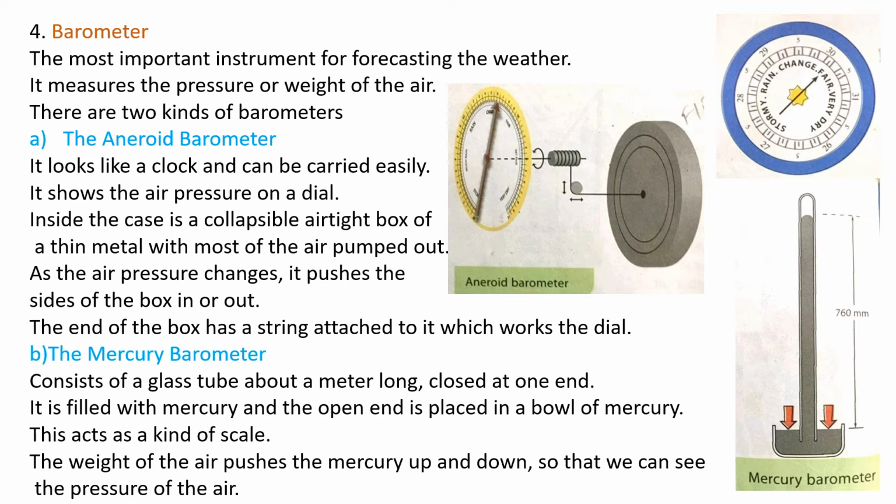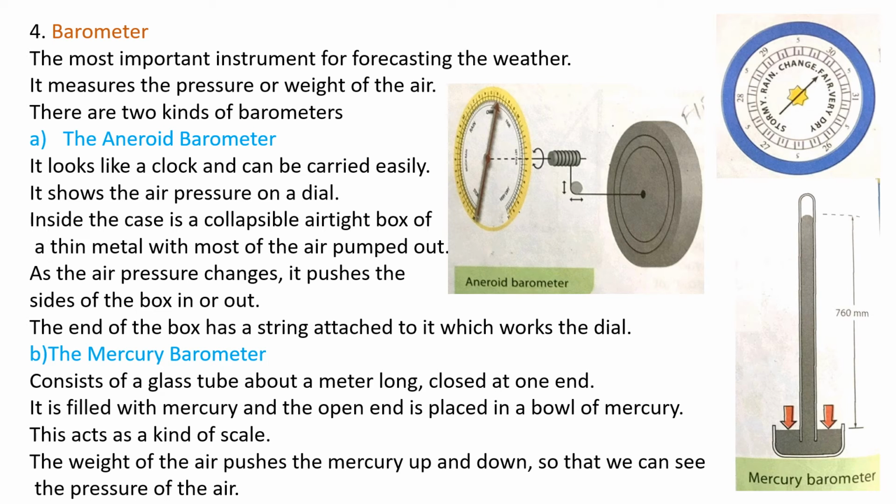Another kind of barometer is the mercury barometer, which consists of a glass tube about a meter long. It is closed at one end and open at the other. It is filled with mercury, and the open end is placed in a bowl of mercury, as you can see on the right. This acts as a kind of scale. How? The weight of the air pushes the mercury up and down so that we can see the pressure of the air.